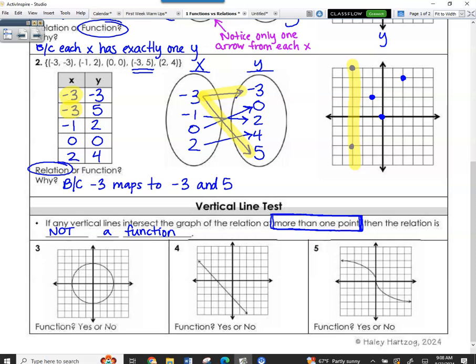So I want you to take a second and answer these three. You're just circling underneath. Answer those three.